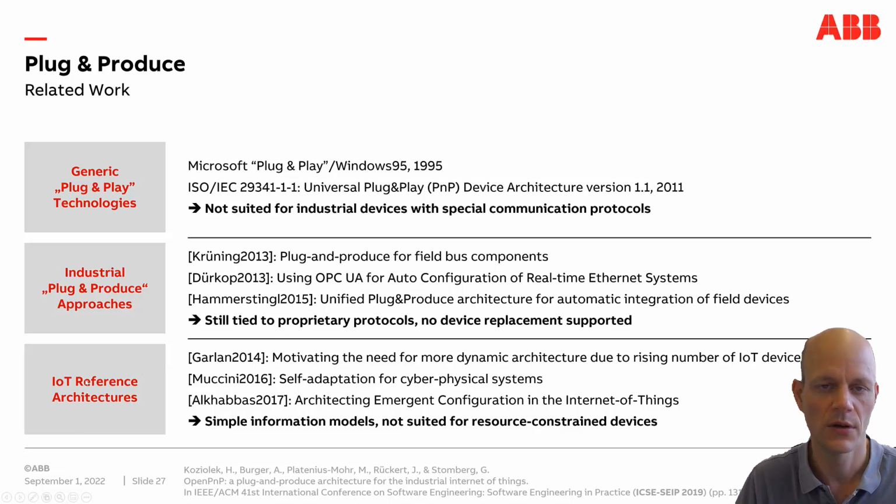And finally, a newer line of research looks at IoT devices, so Internet of Things devices, and has proposed reference architectures for that. And these can be used as a template also to design a plug-and-produce approach for distributed control systems. Still, those approaches used very simple information models because these IoT sensors are usually quite simple. For us, they are not suited for many of our resource-constrained devices, which have very limited computing capabilities.